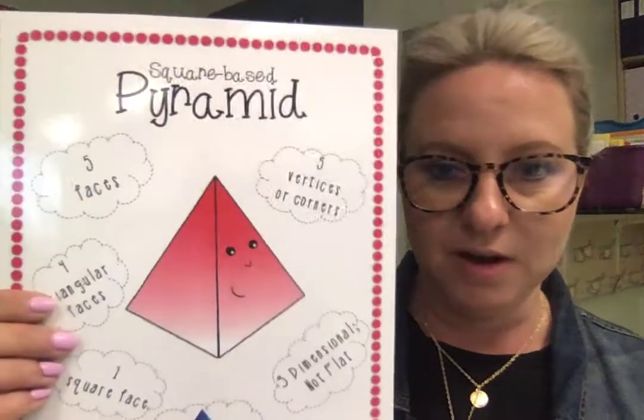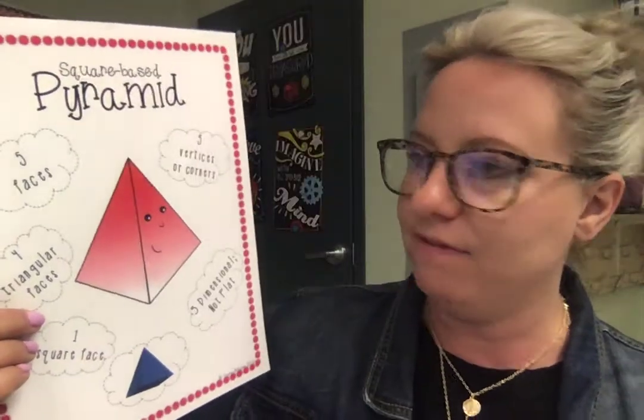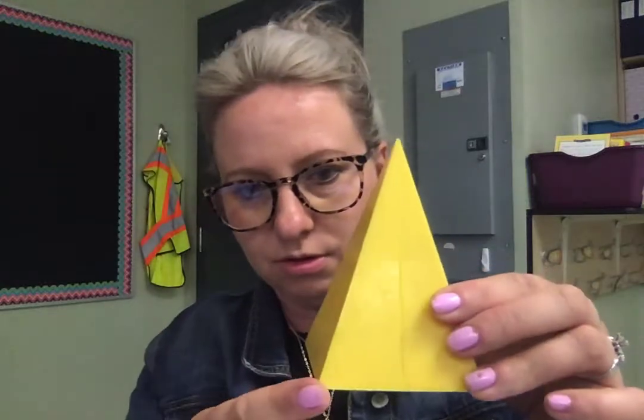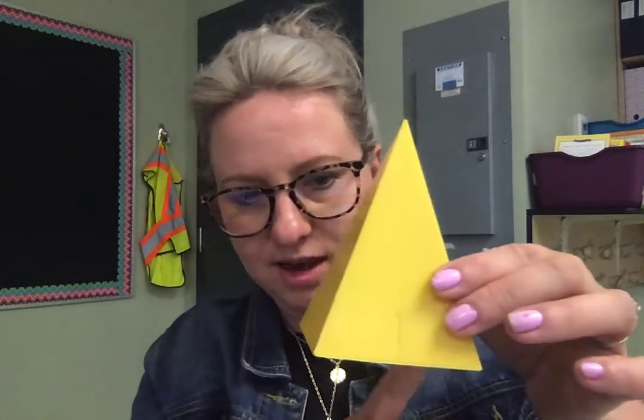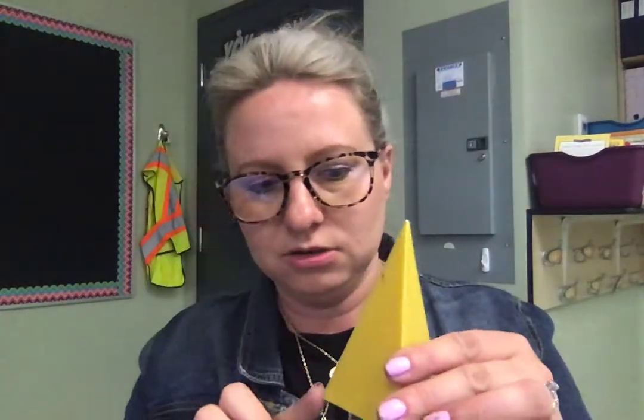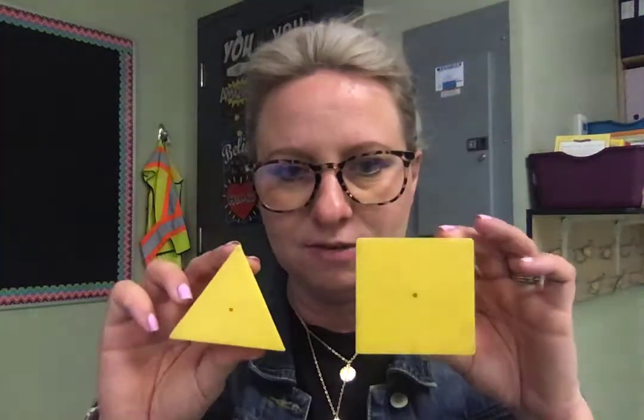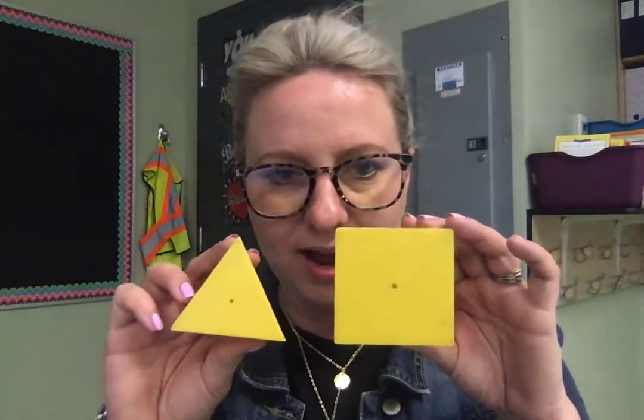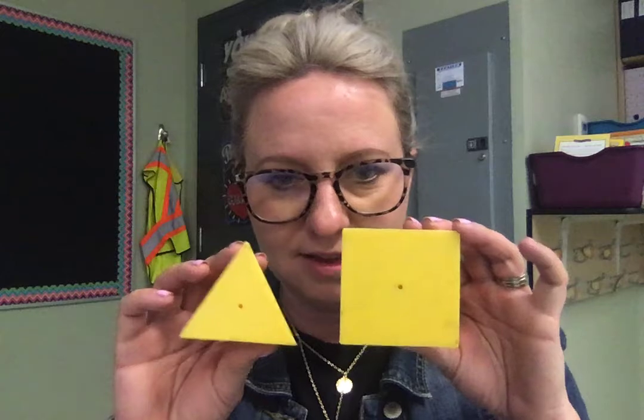Now, on a square-based pyramid, we have 5 vertices or corners. 1, 2, 3, 4, and 5 at the back. On a triangular-based pyramid, we have 1, 2, 3, 4. So again, less vertices, just like less faces. And the reason for that is because a square has 4 sides and a triangle has 3 sides.